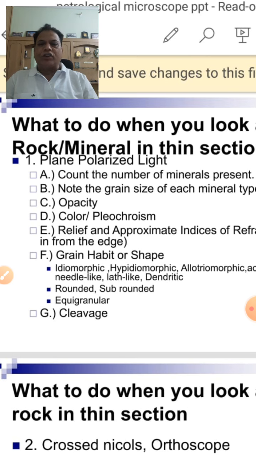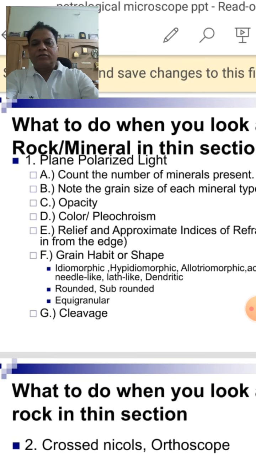But if one of the Nicol prisms, that is called the polarizer, which is below the stage, is inserted, then we are studying the minerals in plane polarized light. Similarly, if we insert the upper one also, then we are studying in the crossed Nicols. So what optical properties we study in plane polarized light, that I have mentioned here, and you can see it here.